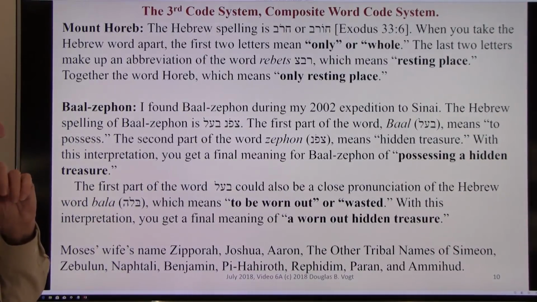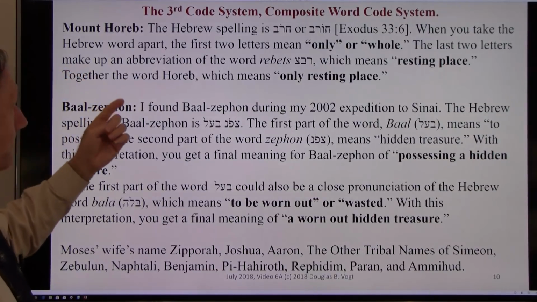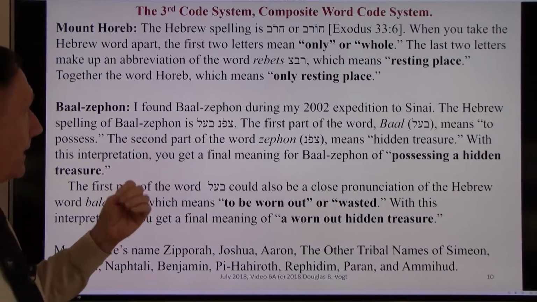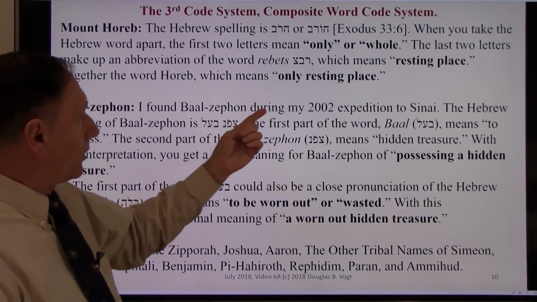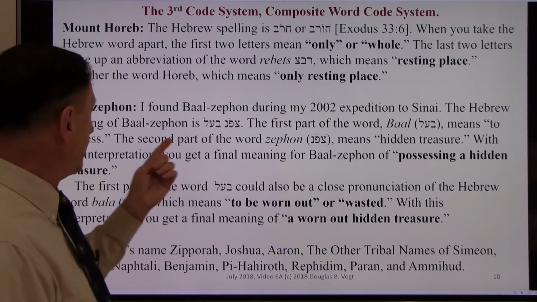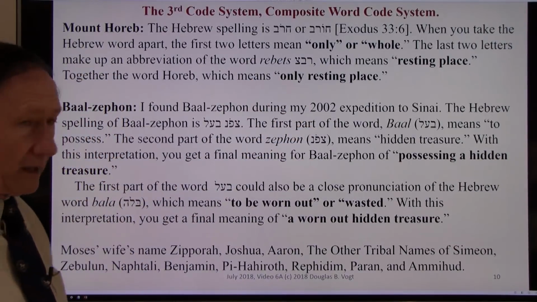Third code system. Oh, again, back to this. Sorry, it's the same code system. Mount Horeb. Another name for Mount Sinai. First part of the word, take it a word, and it means only or whole. The last two letters, abbreviation, means resting place, only resting place. That's obviously Mount Sinai and the burial cave in it.